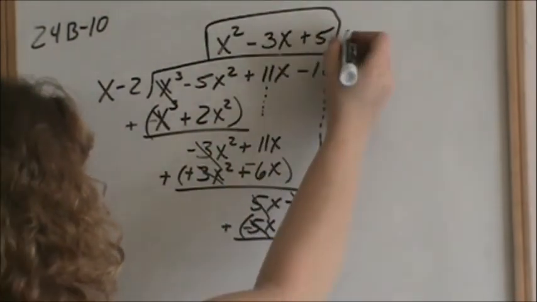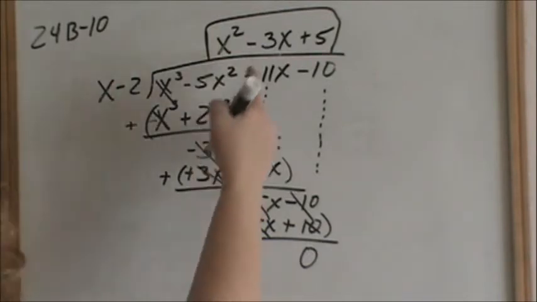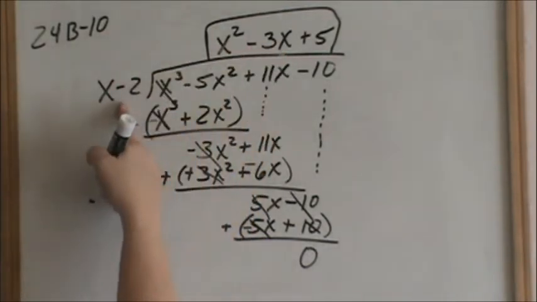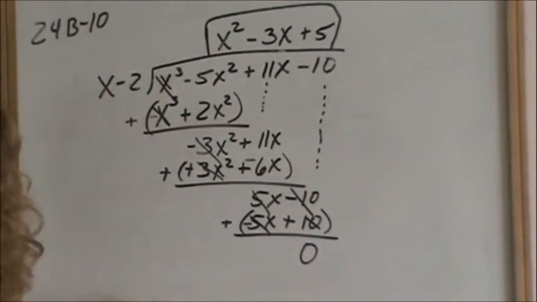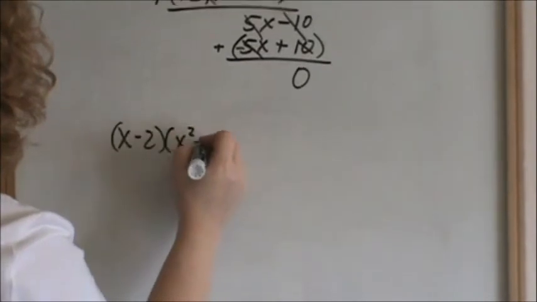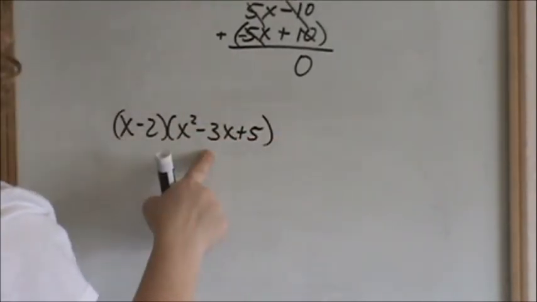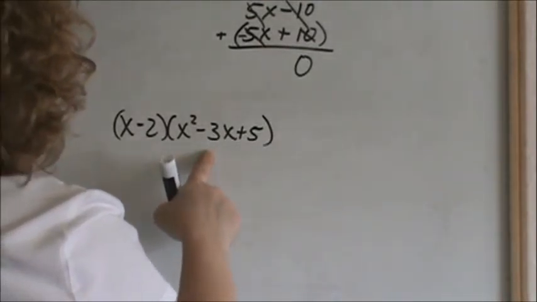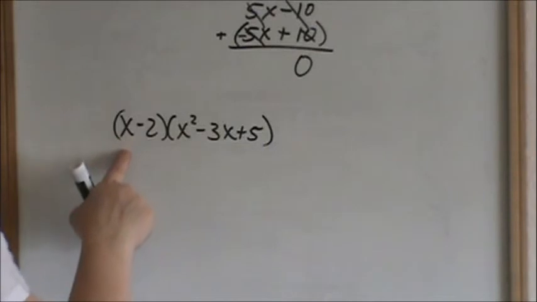The book doesn't ask you to check it, but I'm going to show you on the video how to check it. This is not a binomial times a binomial, so you cannot FOIL it. Okay? I'm going to write this one first. X minus 2 times x squared minus 3x plus 5. Multiplying this should give me back what was underneath the division symbol. When you have a binomial times a trinomial, you're just distributing everything.